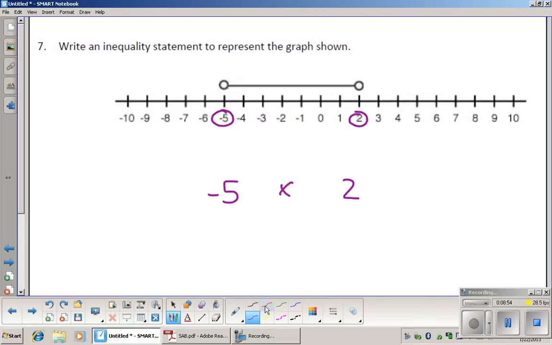Now should I put a little line there? What do you think? Should I put that line there? Oh, of course I should put that line there. It's an open circle. It's a strict sign. I can't be 2. I've got to be smaller than 2.